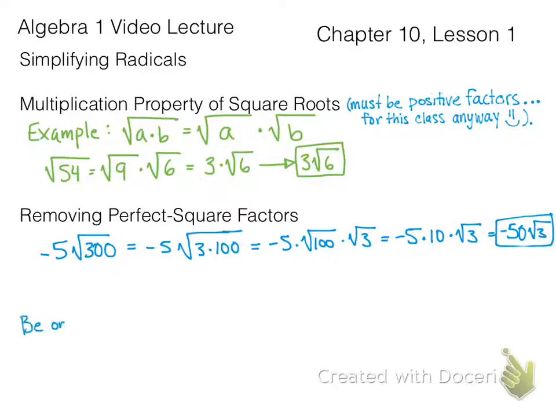All right? So, be on the lookout for perfect squares. Be on the lookout. Keep your eyes peeled. Ha ha ha, I love puns.